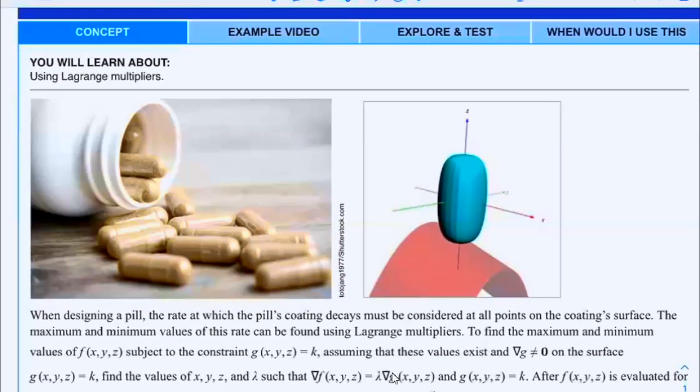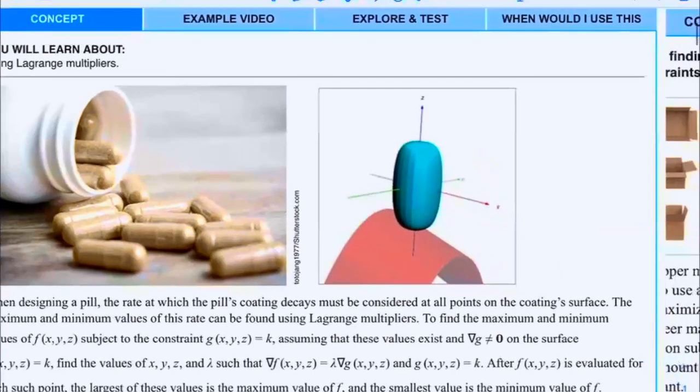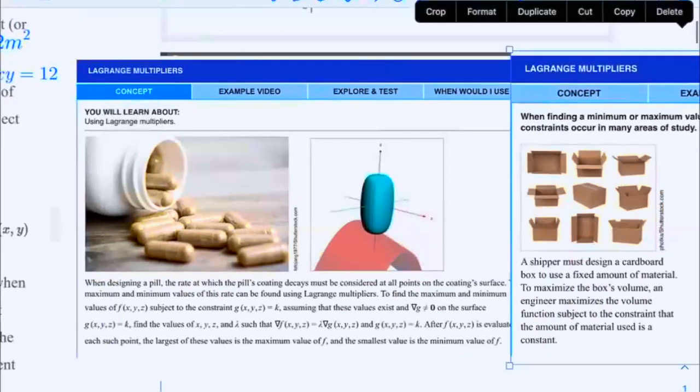So what happened here when you design a pill and the way that the pill's coating decay is considered at all points of the coating surface? The maximum and minimum value of the rate of decay can use Lagrange multipliers. And when do we use it?